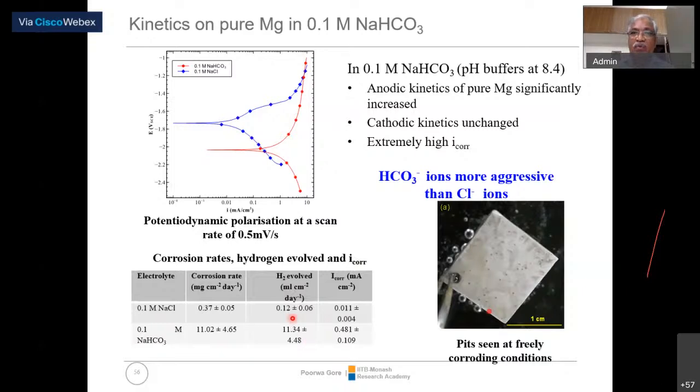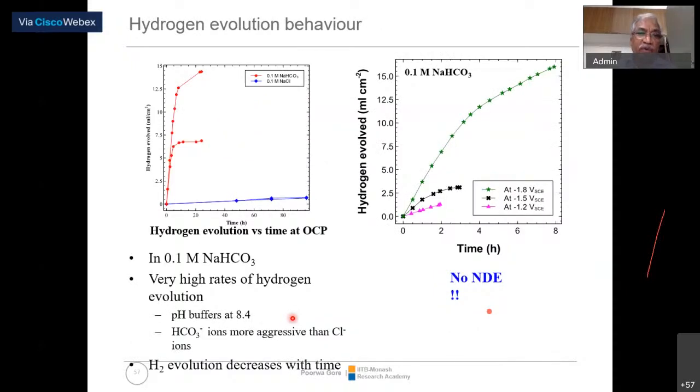So this has been looked at by various experiments, like hydrogen evolution versus time, and at OCP, you see that the amount of hydrogen evolved is very large in the bicarbonate solution. The amount of hydrogen evolved is very little in sodium chloride solution. And then how do you know there is no film formed? You see them in the microscope. The film formed in chloride is so small, you will not see a thick film. Whereas the film formed here is very, very thick. It doesn't form here.